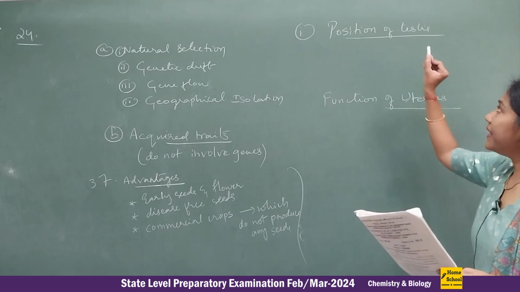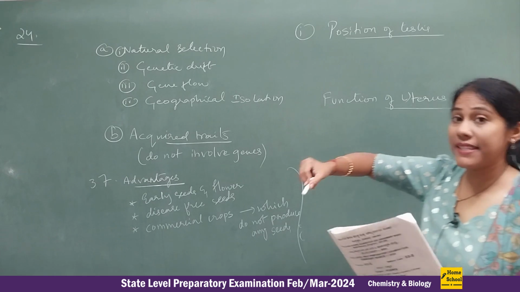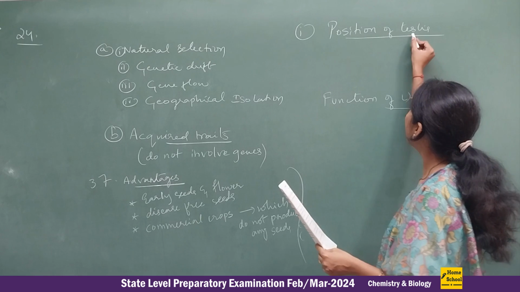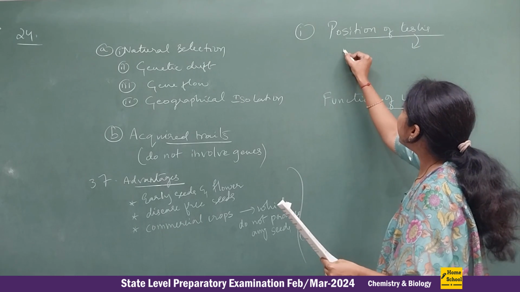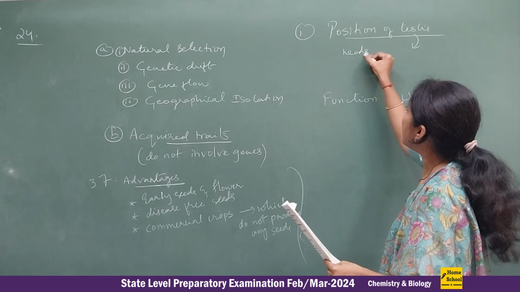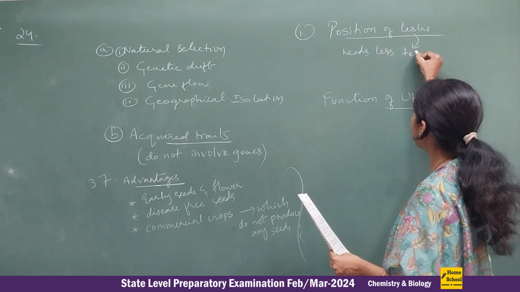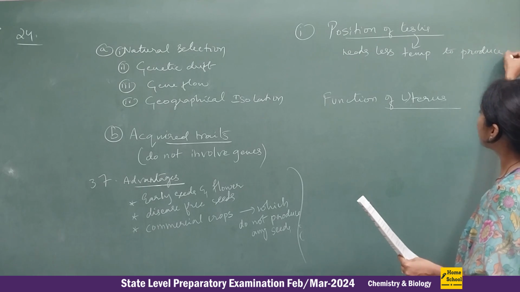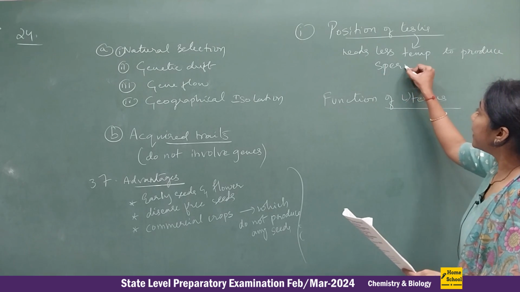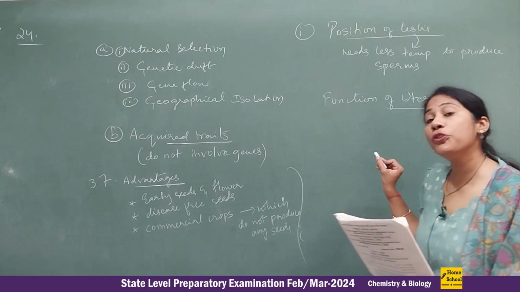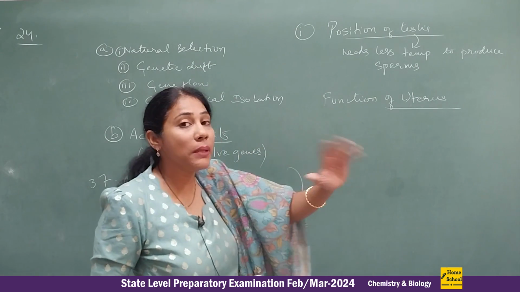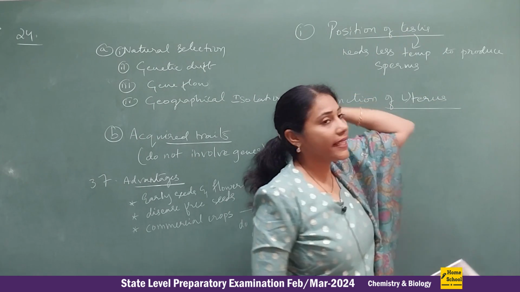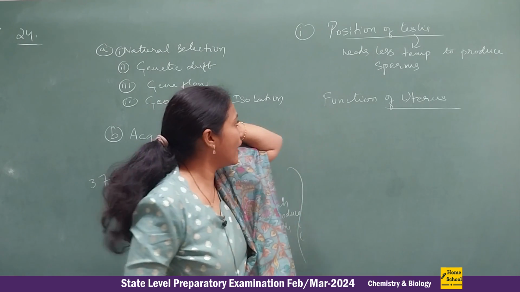Position of testis. Why testis is placed outside the body, like in the abdominal cavity, is because the testis needs less temperature to produce sperms. Okay, to produce sperms. So the temperature has to be at least 2 to 3 degrees lesser than the normal body temperature to produce the sperms. That is the reason testis is located outside in the abdominal cavity.